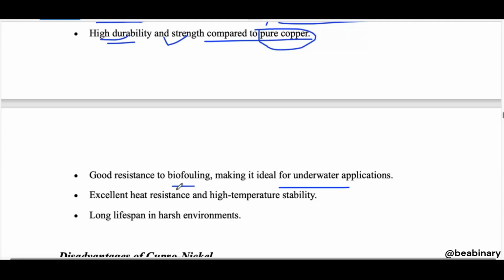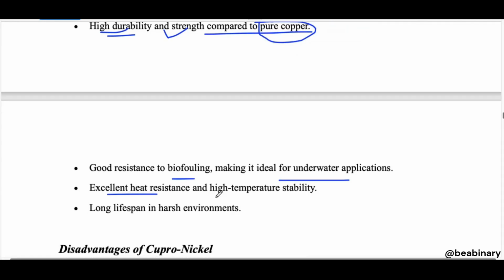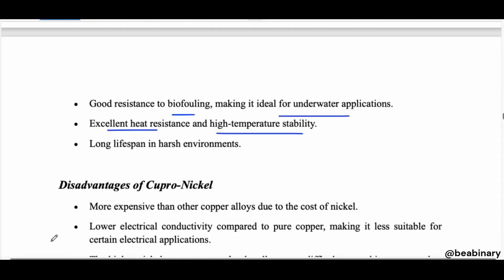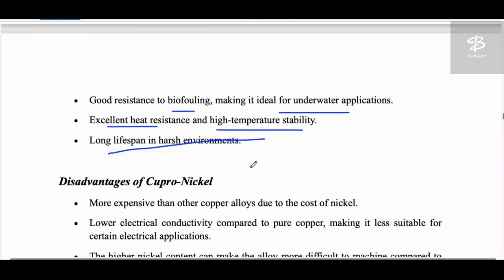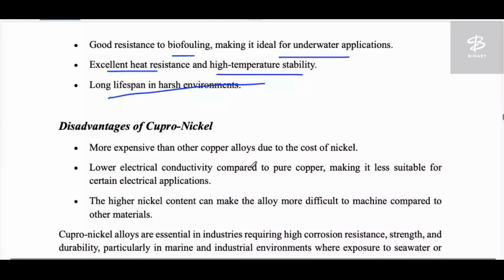Okay, excellent heat resistance and high temperature stability. Long lifespan in harsh environments. Okay, so that we have discussed. These all are the properties, and that's why they are the advantages. Now come to the disadvantages. What are the disadvantages of copper nickel? So, it is more expensive than other copper alloys due to the cost of nickel.